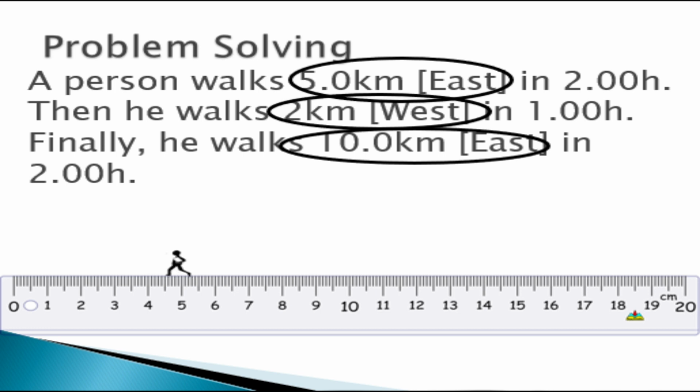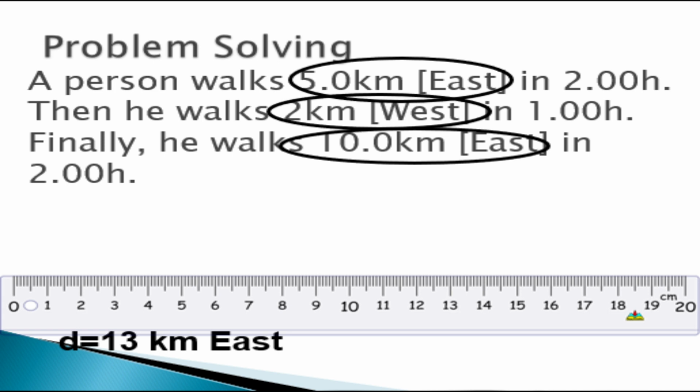So now he will land at point 3 and then walks 10 kilometers east. So from this point, the man walks 10 kilometers. So you will see now that the man is located at 13 kilometers and the direction is towards the east. So the displacement now is 13 kilometers east.